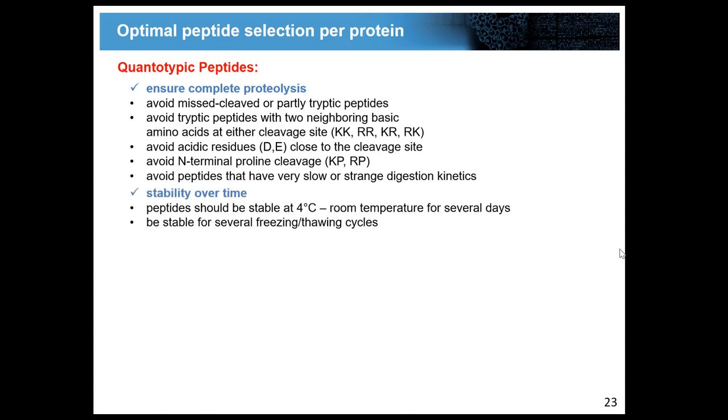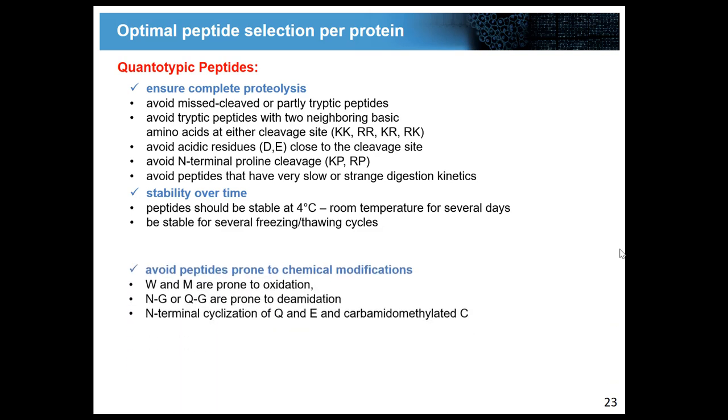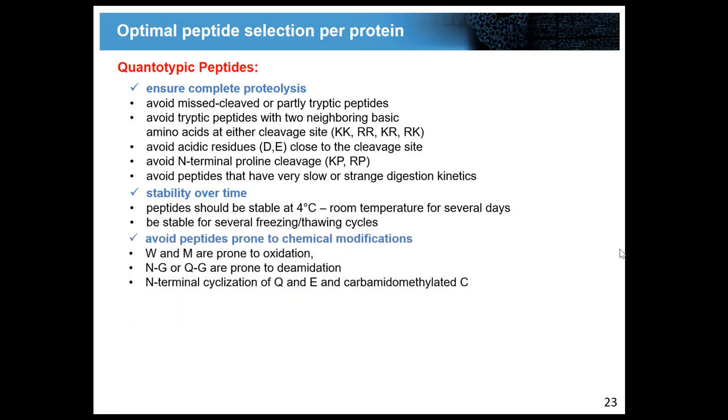That would be a quantitative peptide. Then we also want peptides that are stable over time. You don't want peptides that somehow degrade in your autosampler or seem to disappear during freezing or thawing cycles. Then a quantitative peptide should not be prone to chemical modifications. If you have tryptophan or methionine, they can oxidize. If you have NG or QG, they can deamidate. If you have a Q, an E, or a carbamidomethylated cysteine at your N terminus, they can cyclize.